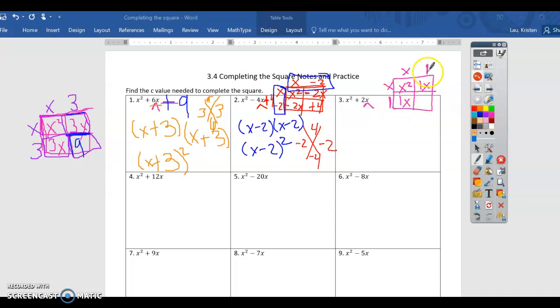Well, we know 1 times 1 is 1. So if you don't use the x, then you can just use your dimensions. That's x plus 1 on top, and then we have x plus 1 on the side. And so another way to write that is x plus 1 squared. Okay, so go ahead and try 4, 5, 6, 7, 8, and 9.